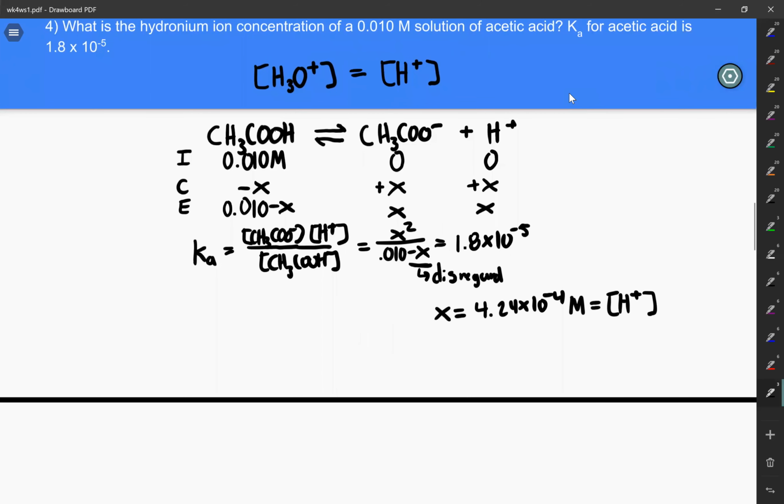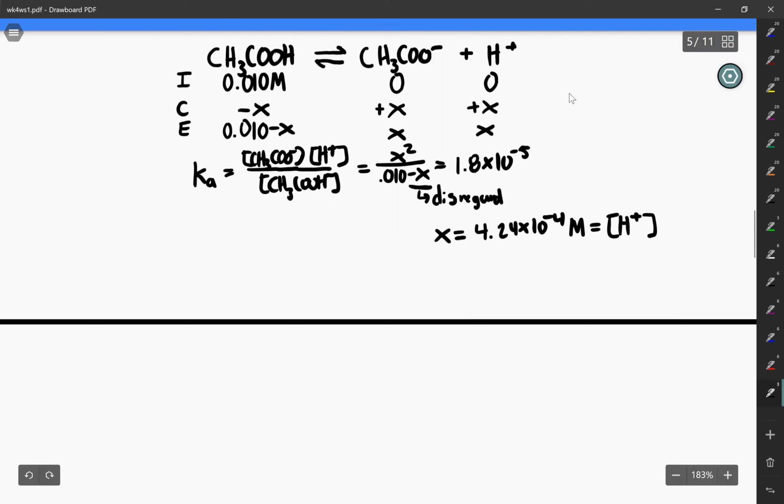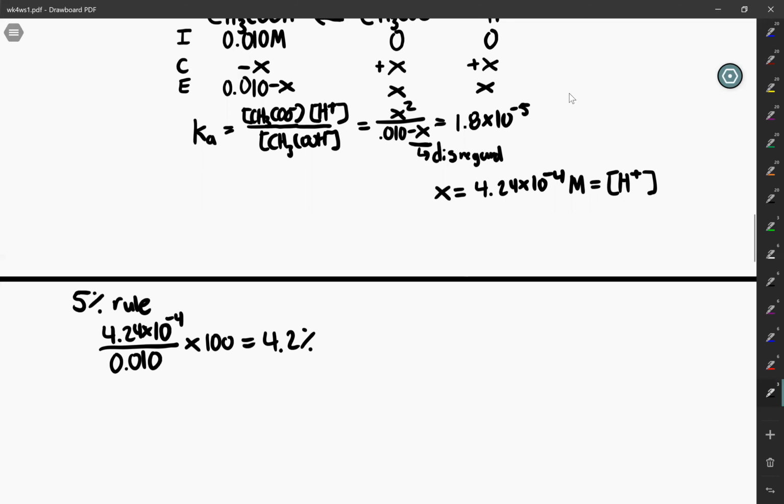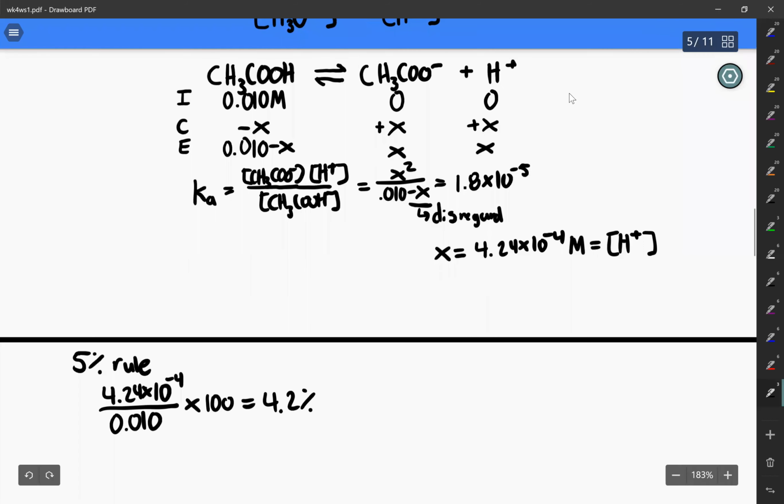Again, to make sure that this X is valid, we have to use the 5% rule. So I will show my work for that. The 5% rule would just be our X that we found, so 4.24 times 10 to the negative 4, all over the initial concentration that we have, and that would be 0.010. And this would be multiplied by 100 to find out that it's 4.2%. 4.2% is less than 5%, so it is okay to disregard this X on the bottom.